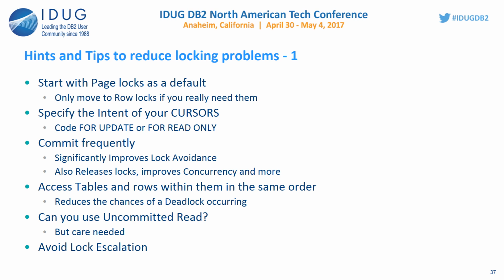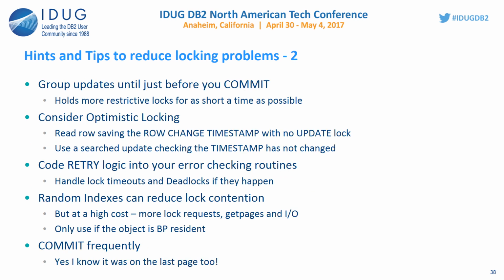The next thing is commit frequently, especially in a data sharing system. It improves lock avoidance, it releases locks, it improves concurrency. There's lots of good things about committing frequently. Access your tables and rows in the same order to reduce the chances of deadlocks. Check whether you can use uncommitted read or not. Right. Avoid lock escalation, which comes back to committing frequently. Right. I'm a DBA at heart. I think any application programmer that causes lock escalation should buy the DBA a beer.